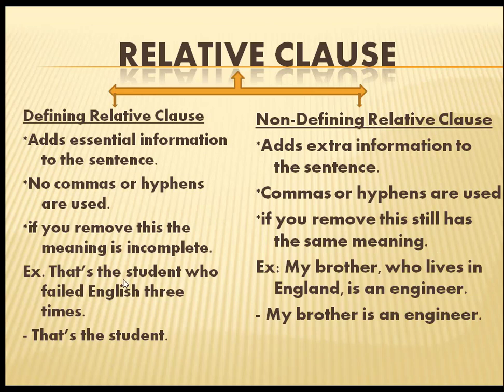Try to understand with the examples. Defining relative clause, see the example: that is the student who failed English 3 times. That is the student. If I remove this defining relative clause, it is meaningless. That is the student, then the question comes, which student? Who failed English 3 times. Who is the relative pronoun, failed is the verb, English 3 times is the object. Who failed English 3 times is the relative clause. And what type of relative clause is it? Defining relative clause. And you observe there are no commas or hyphens.